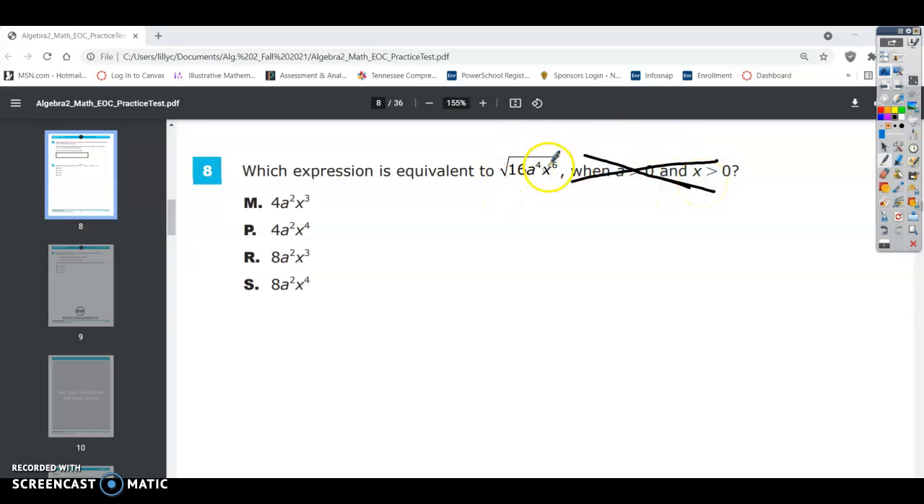Alright, so the square root of 16, we know the square root of 16 is 4. And the square root, this index is not here, that indicates a 2. So when we say square root, that indicates a 2. So 2 goes into 4 twice, so that makes that a squared. 2 goes into 6 3 times, and that makes that x to the 3rd power. So if we look over here, 4a squared x to the 3rd, M is the correct answer.